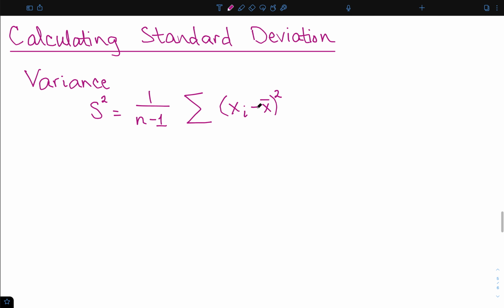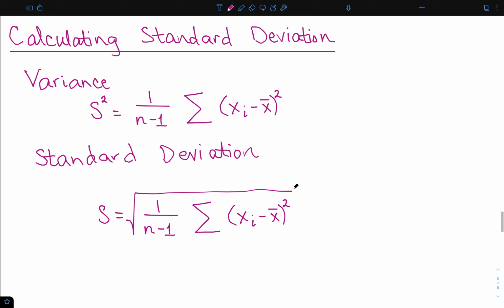Essentially the idea, we find our deviations and square them. We then add them up and divide by n minus 1. Standard deviation is the square root of this value and is denoted by s. These formulas can be difficult and complicated with a lot of steps. So we're going to break it into some easy to compute steps to make this calculation a little bit easier.